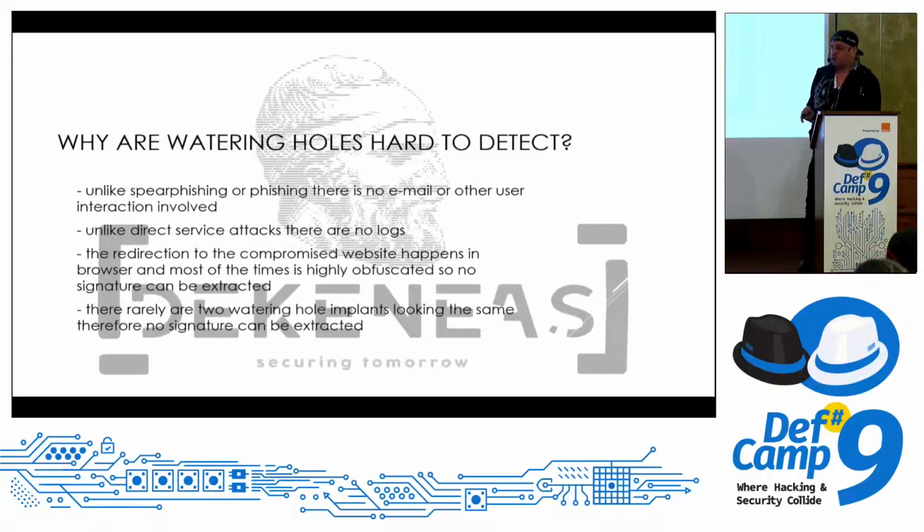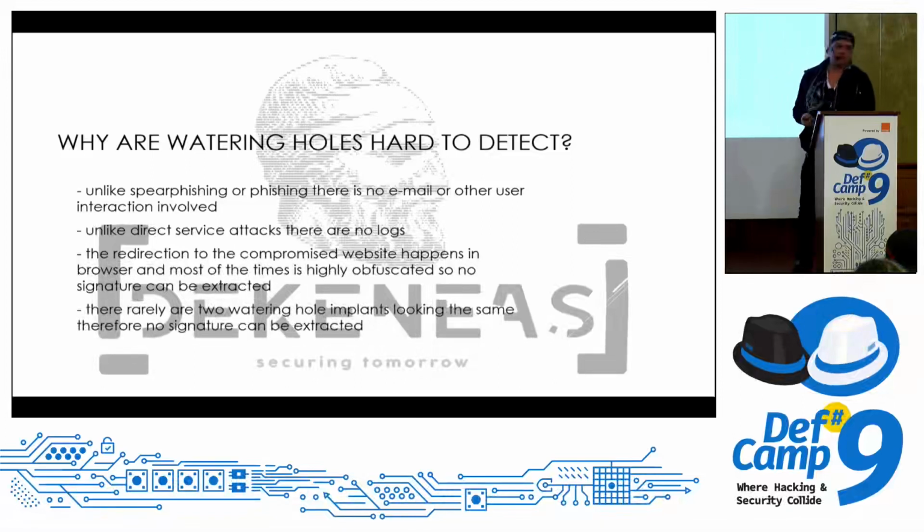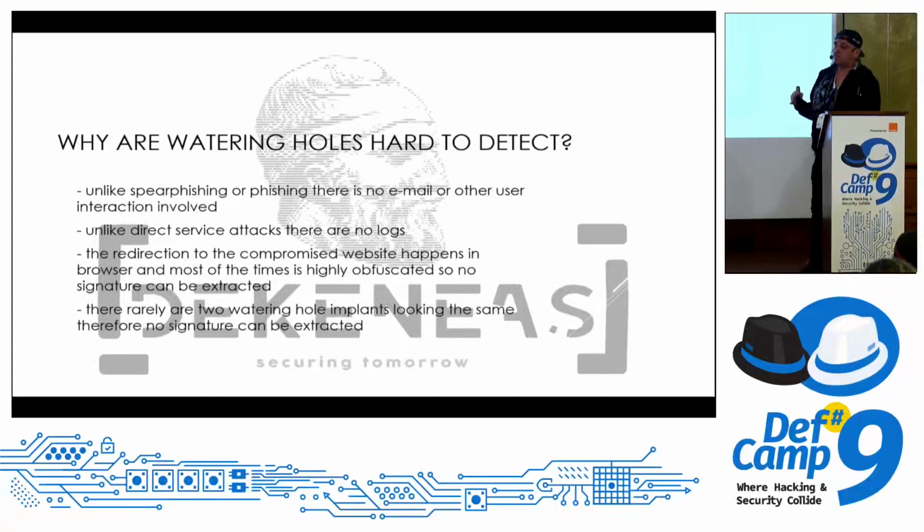Why are watering holes so hard to detect? You think that financial institutions or governmental institutions or military have quite a high degree of security in their networks. So how do this type of attack go undetected? Because, as I was saying earlier, unlike spear phishing or phishing, there is no email or other user interaction involved. Unlike direct service or server attacks, there are no logs left behind. The redirection to the compromised website happens only in the browser, and most of the time it's highly obfuscated and no signature can be extracted from this attack.